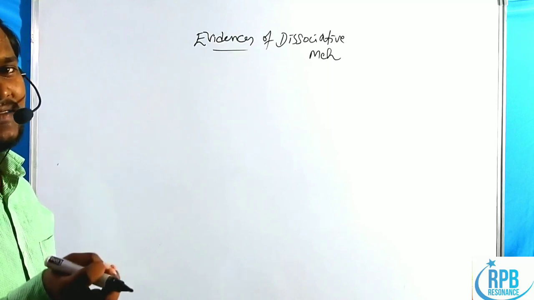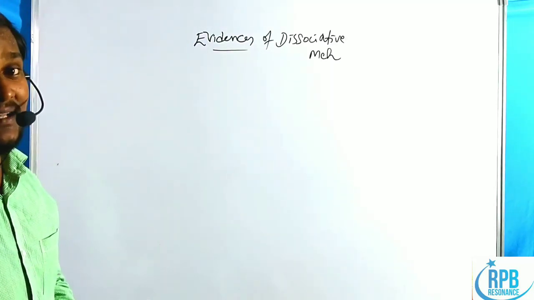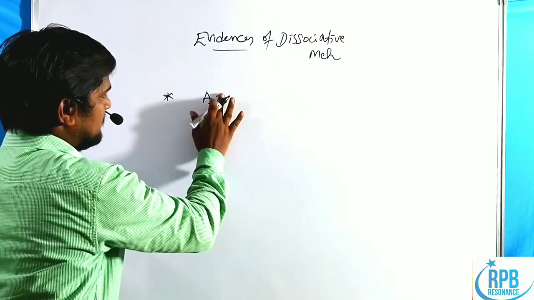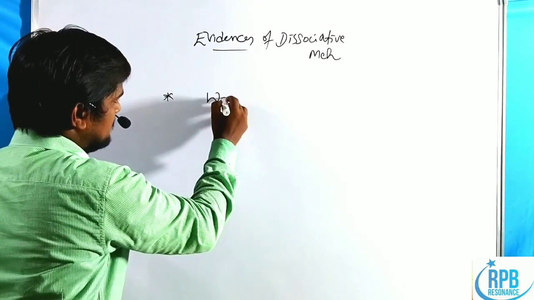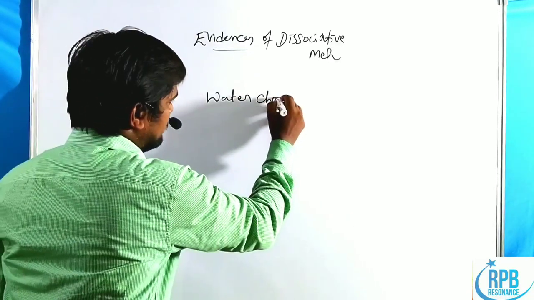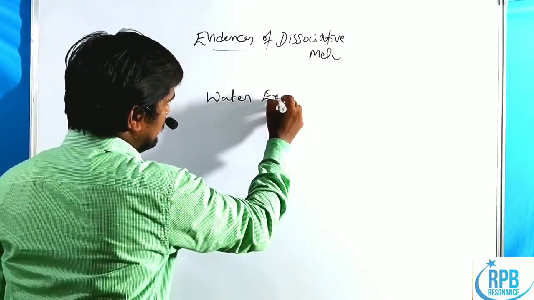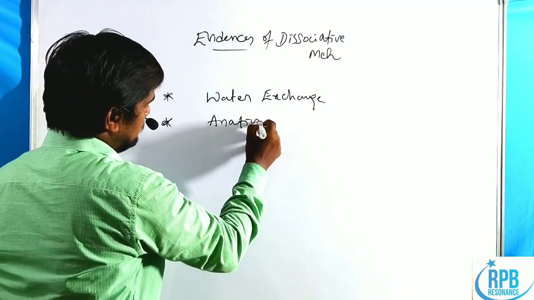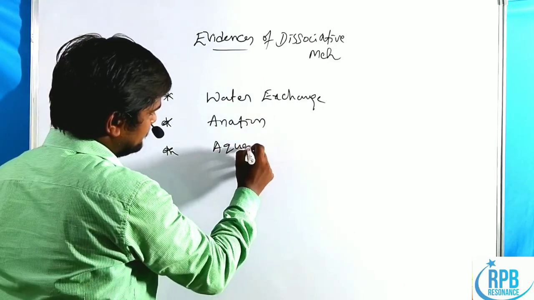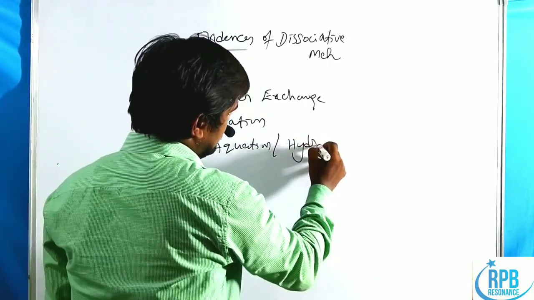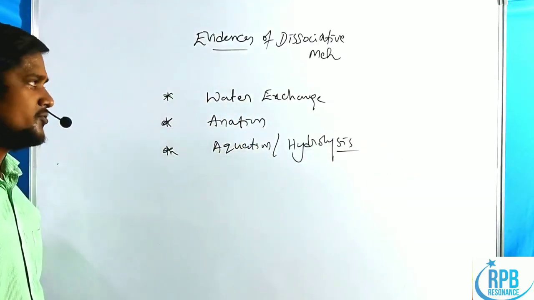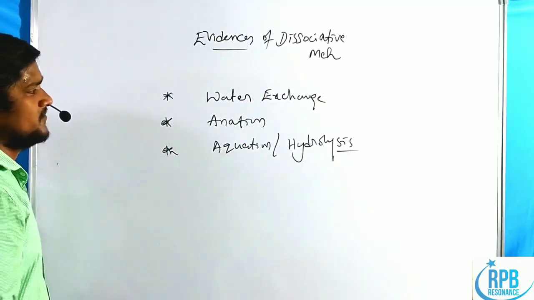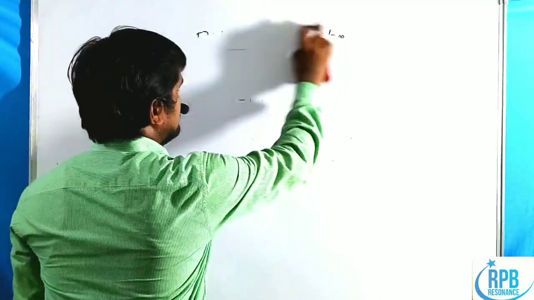So what are the scientific evidences for the dissociative mechanism? Generally, three types of evidences are present. The first one is water exchange reactions. The second one is anation reactions. The third one is aquation or hydration reactions, simply called hydrolysis reactions. These three types are the scientific evidences for the dissociative mechanism. Now let us go through the first one, water exchange reactions.